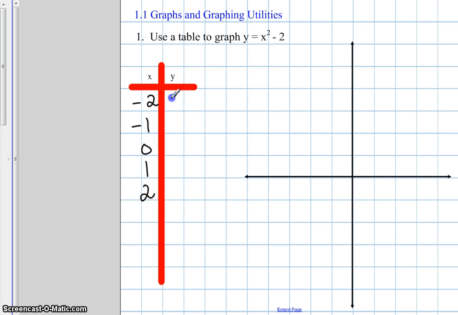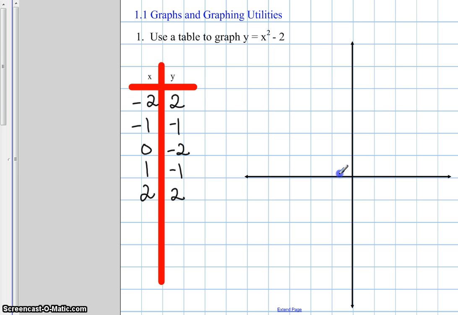-2 squared is 4, minus 2 is 2. -1 squared is 1, minus 2 is -1. 0 squared minus 2 is -2. 1 squared minus 2 is -1. And 2 squared minus 2 is 2.